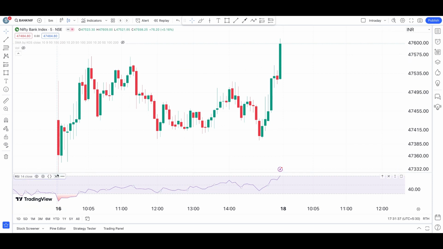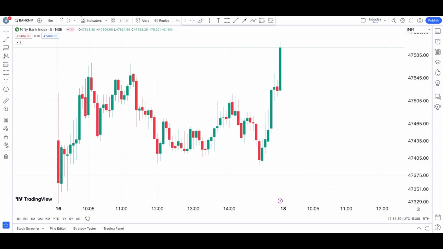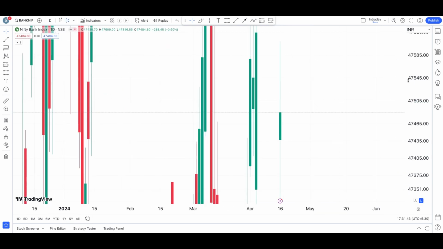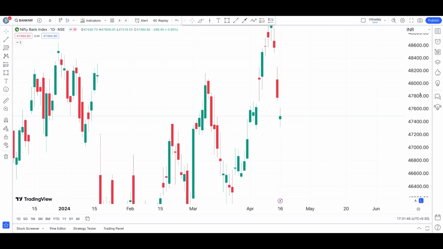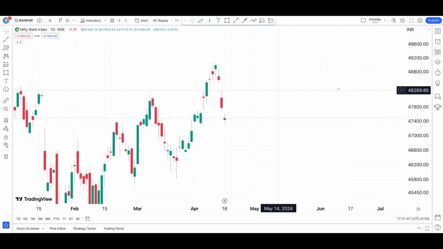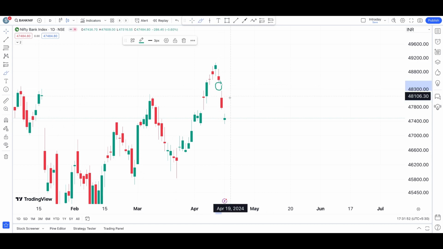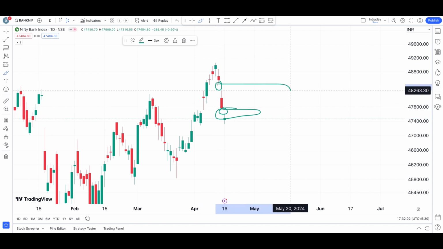Let's do one thing. Let's remove this, and quickly change our chart to a daily time frame. So this is the daily time frame. All these gaps that you are noticing here are not good. This is the Bank Nifty chart, right? So whenever Bank Nifty tries to go up, all these gaps are going to act as resistance for Bank Nifty.